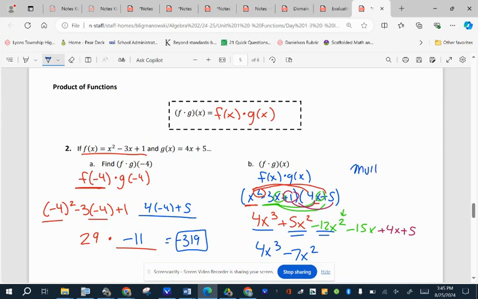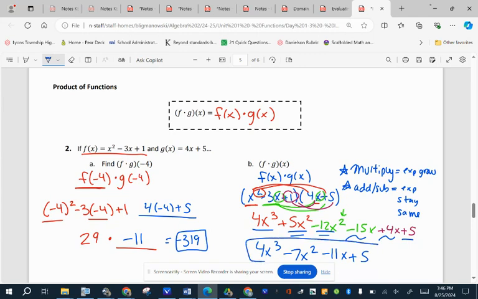Again, when we add, the exponents stay the same. So when we multiply, our exponents are going to grow. When we add or subtract, our exponents are going to stay the same. Keep that in mind. Negative 15x and 4x is negative 11x, and then plus 5 at the end.